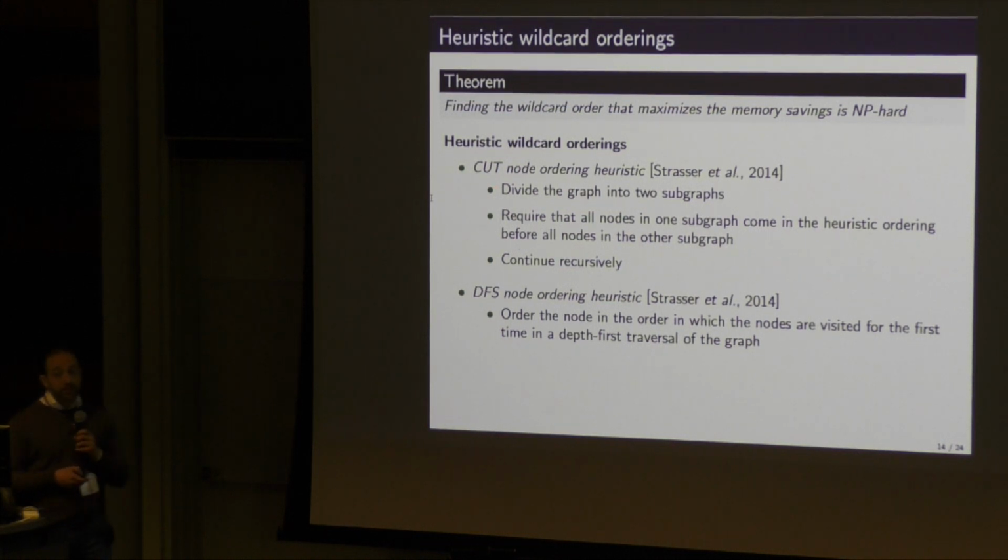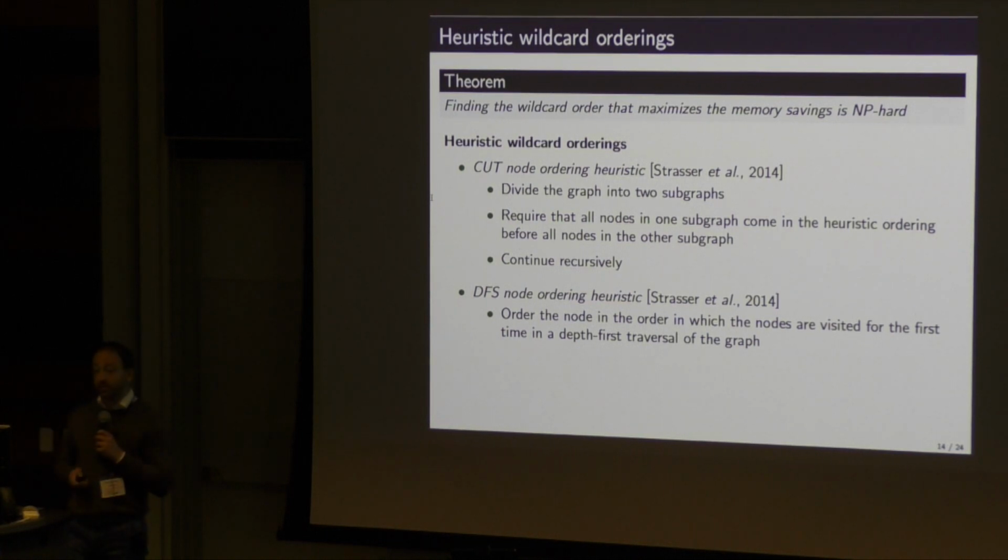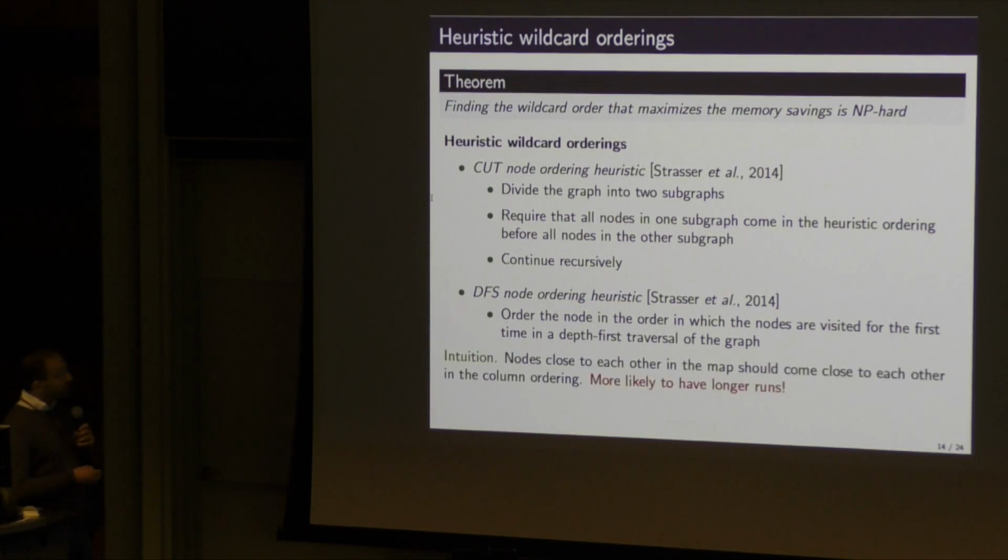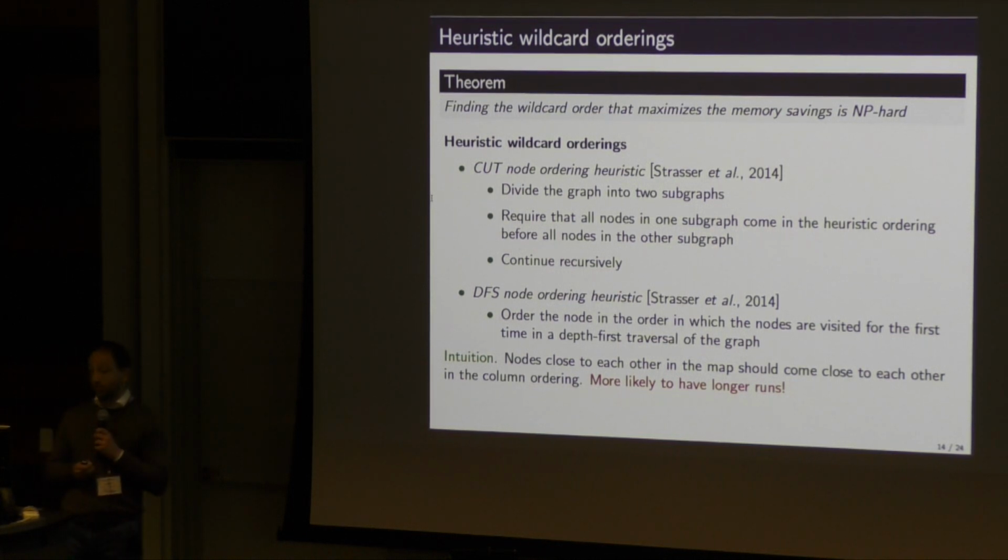CAT constructs the ordering recursively. It divides the graph into two subgraphs and requires that all nodes in one subgraph come in the heuristic ordering before all nodes in the other subgraph, and then it continues recursively. DFS orders the nodes in the order in which the nodes are visited for the first time in the first traversal of the graph. The intuition captured by these heuristics is that the nodes close to each other in the map should come close to each other in the column ordering.